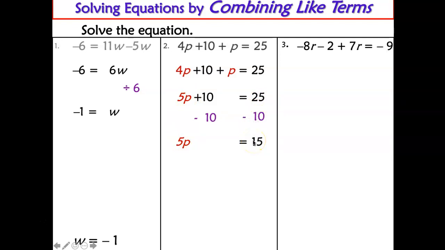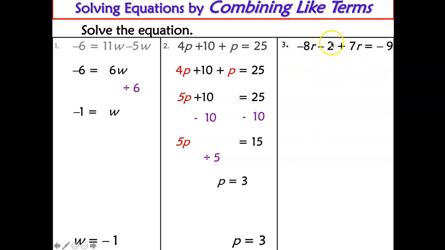Okay, now that's 5 multiplied by p, and the opposite is division. So you divide by 5. Divide 5 on both sides. So 5 divided by 5 is 1p. And then 15 divided by 5 is 3. So your answer is p. P is equal to 3.